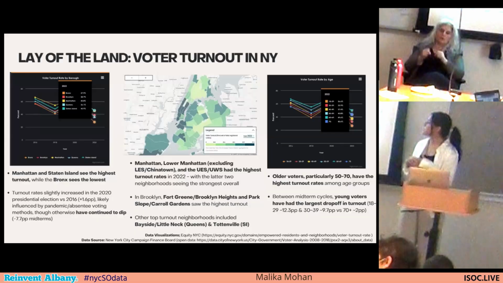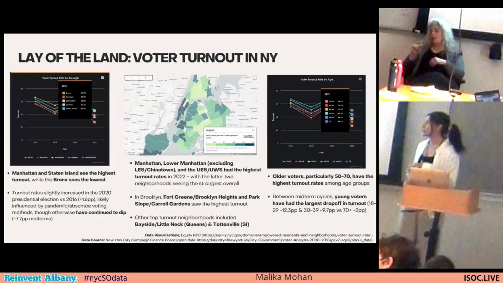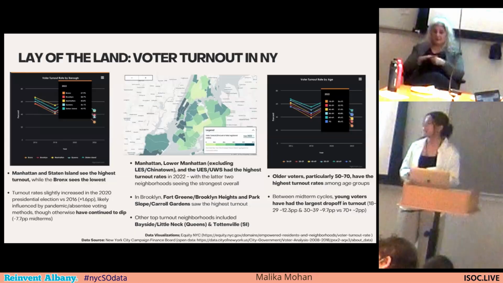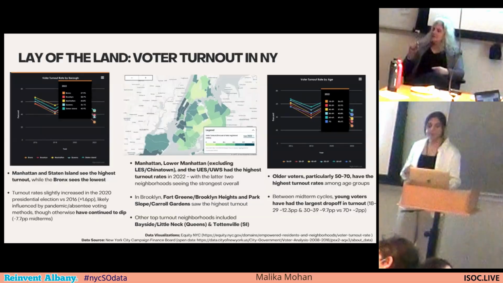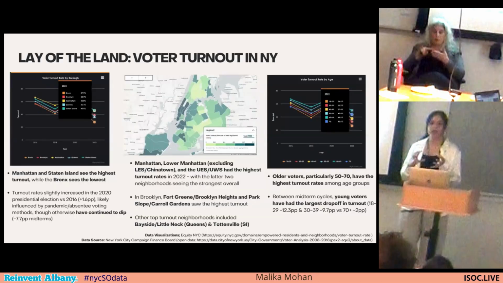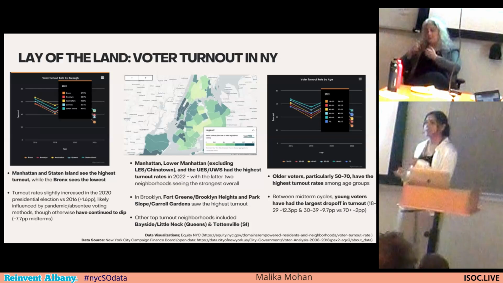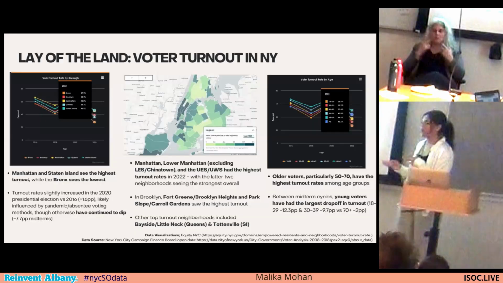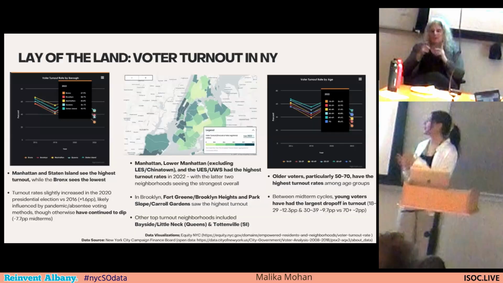Then in Brooklyn, Fort Greene and Park Slope saw the highest turnout, and other top turnout neighborhoods included Bayside in Queens and Tottenville in Staten Island. And notably, when cross-referencing with what the wealthier and more upper middle class neighborhoods across the county are, there is an initial correlation that can be gleaned here.